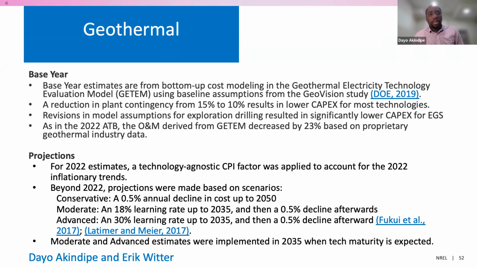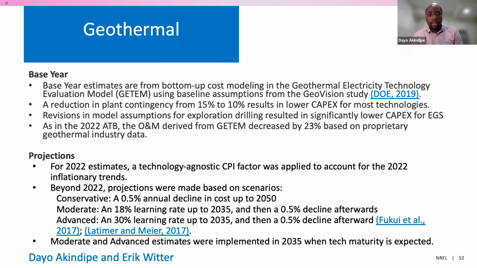And then for the moderate and the advanced cases, we applied learning curves, with specific learning rates. The moderate case had an 18% learning rate, while the advanced case had a 30% learning rate. And these learning rates were from unconventional oil and gas developments.